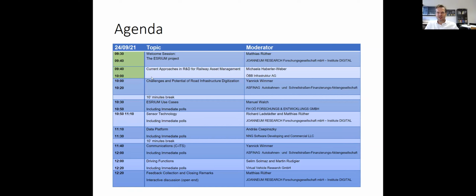And in this course, we are perfectly on time, and I would now like to hand over to Mr. Wimmer from ASFINAG, our Austrian highway road operator, and give him the stage to give us an insight on digitization challenges on the roadside.